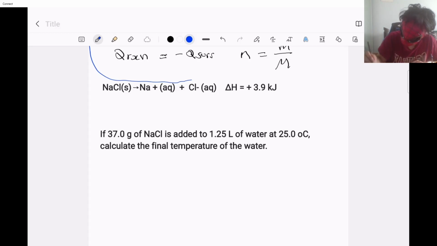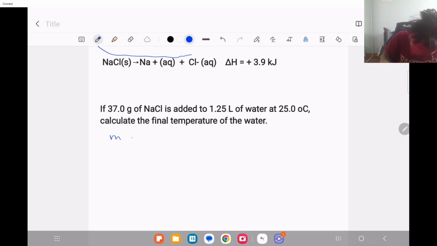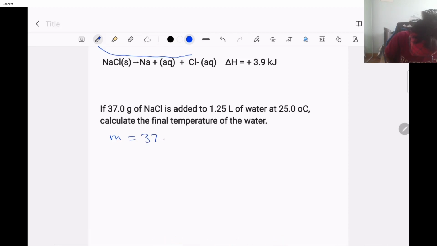Also in calorimetry problems, the water or the calorimeter is considered the surrounding, and the thing that's reacting in the water, or the thing that's dissolved in the water, is considered the system. So let's see what we've been given so far. We've been given the mass of the NaCl, which is 37 grams. We know the volume of the water. Now in water, it has a specific property that 1 liter of water is equal to 1 kilogram.